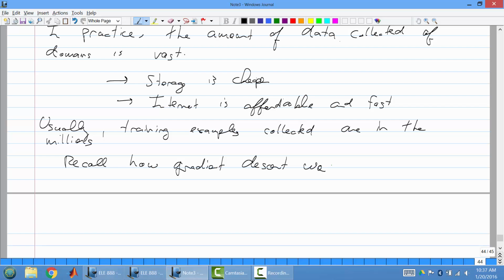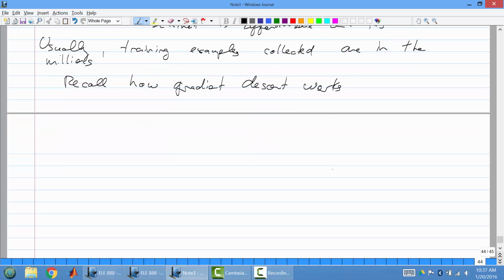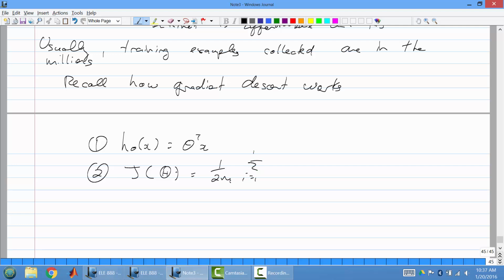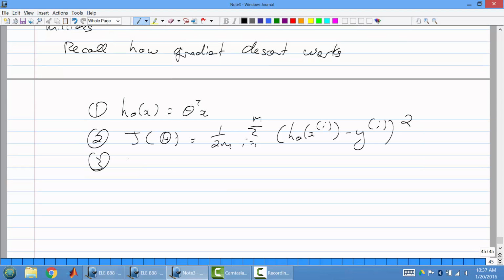I'll just give you a little bit of a flavor of what I'm going to talk about, and then I'll end. So recall how gradient descent works. There are two things you have to look at. We'll just talk about the hypothesis, which was theta transpose x. And then we had the cost function, which was 1 over 2m, the sum from 1 to m. I've lost count of how many times I've written this formula. It's crazy. And then you have to repeat.